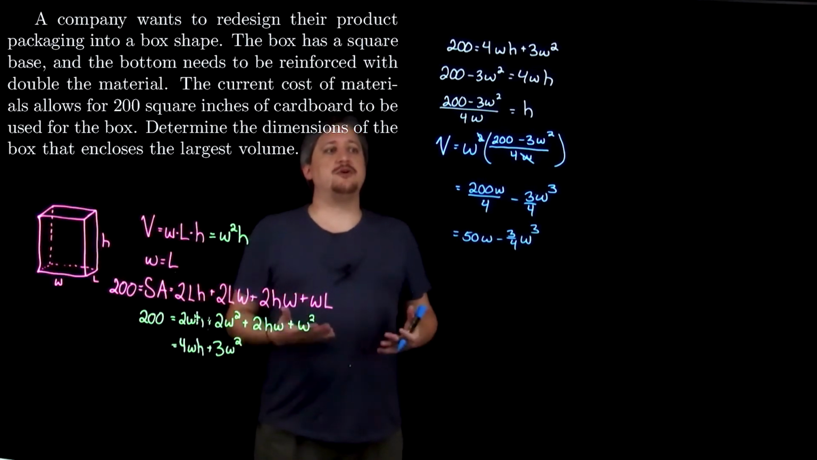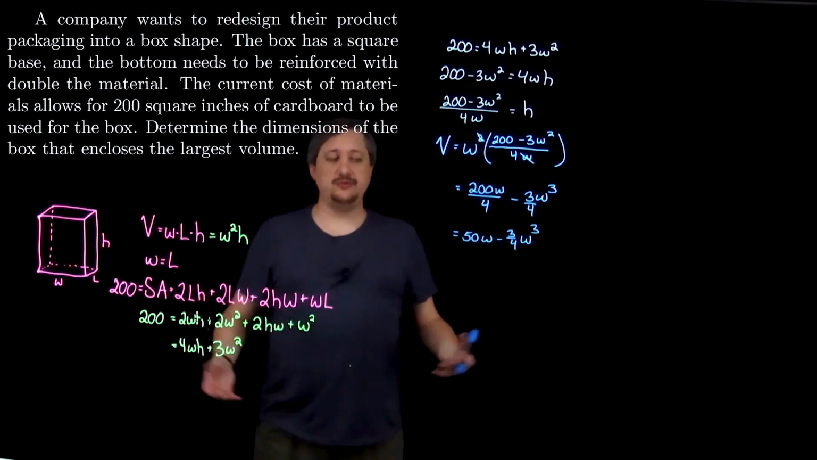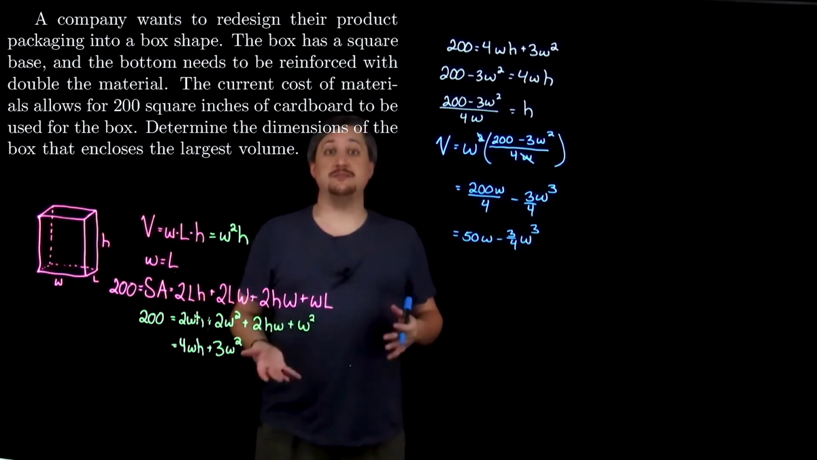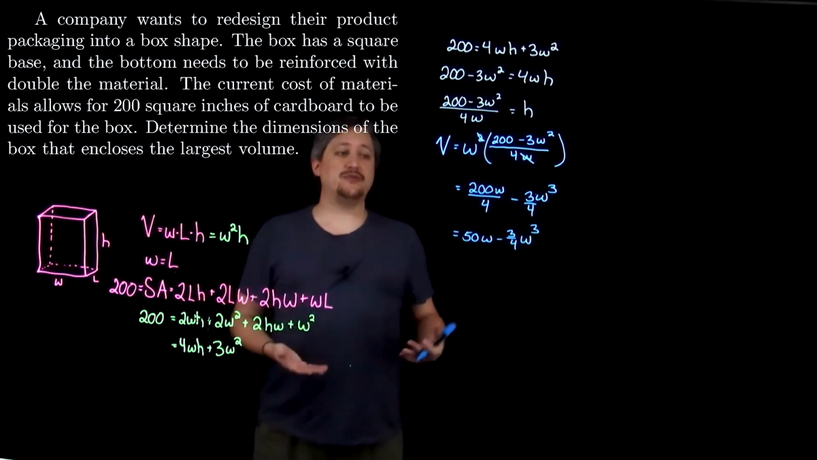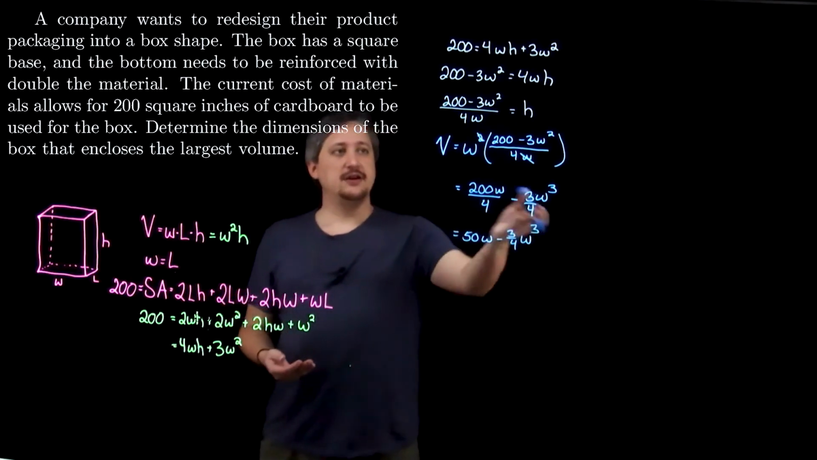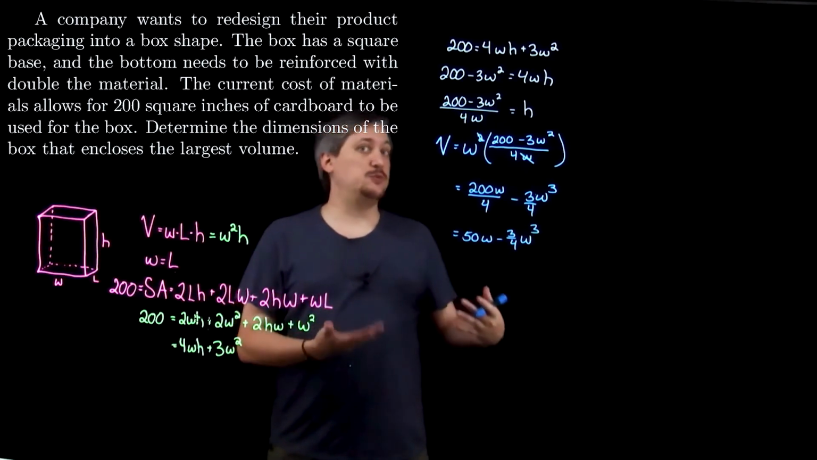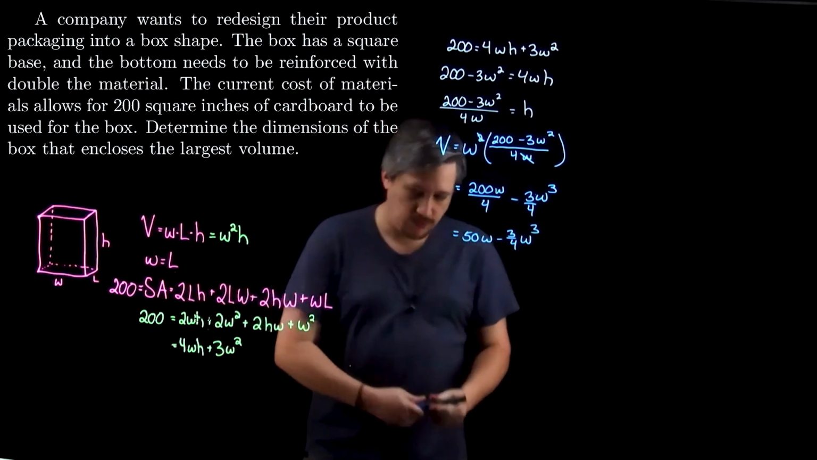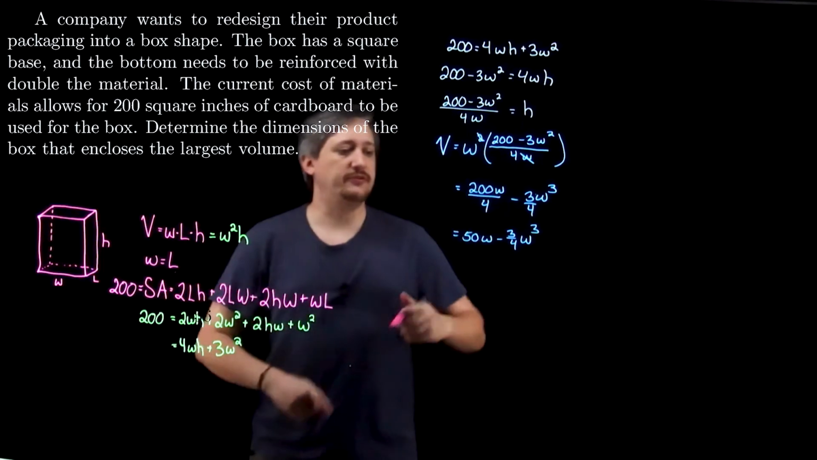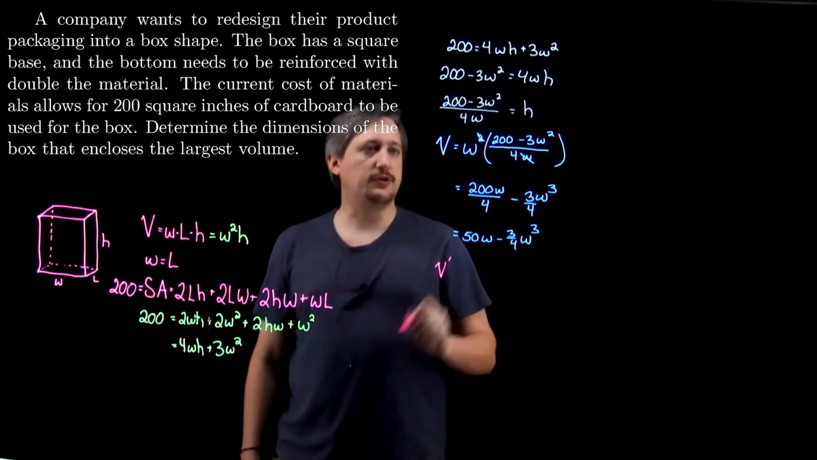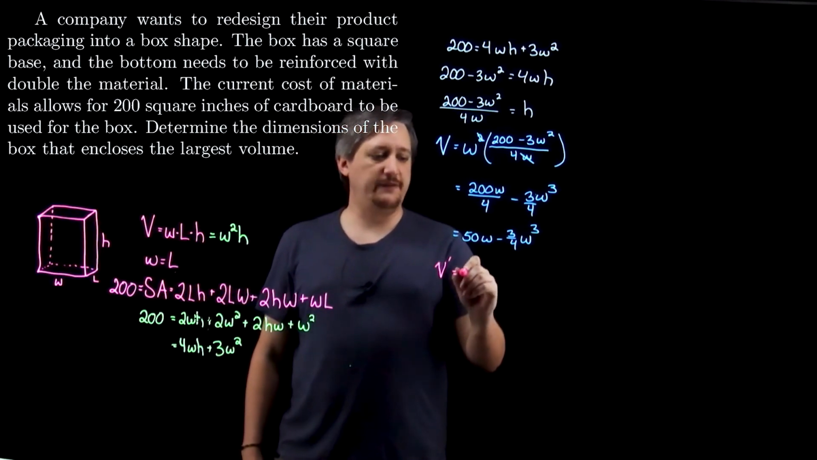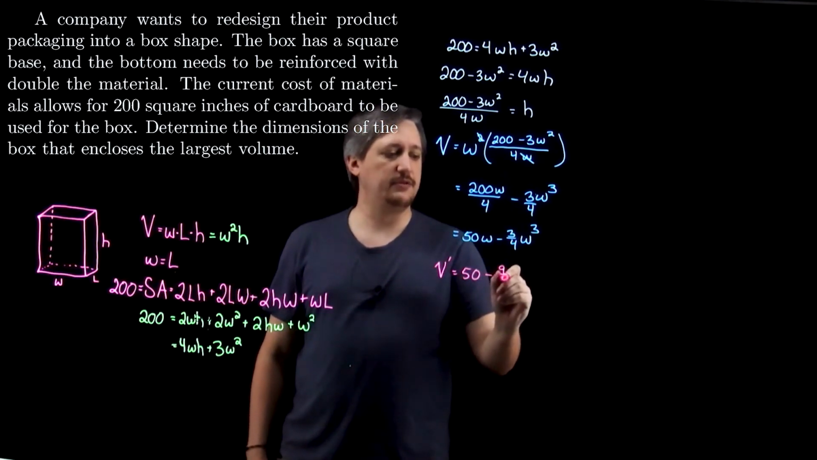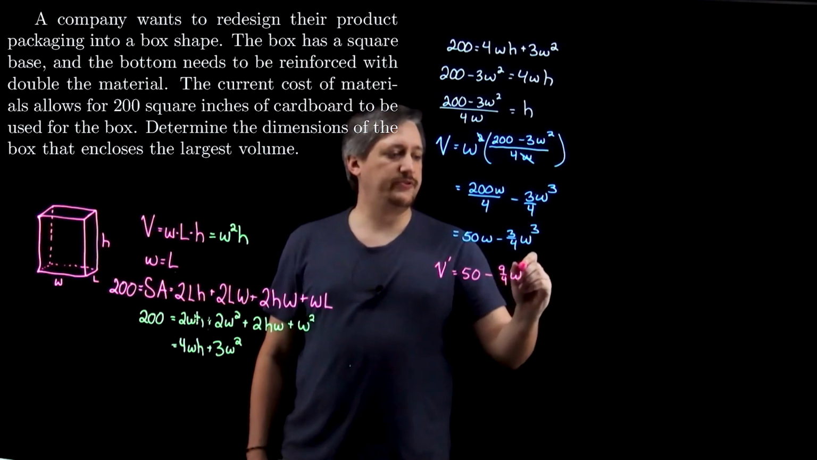So now I have my volume in terms of one variable, which is good news. So now I want to find the maximum that I can attain, right? So in order to find the maximum of this, or more particularly where the maximum would occur, I'm going to take my derivative, right? So taking my derivative, v prime. So here I get 50 minus, bring the 3 down, so I'm going to get 9/4 w squared.